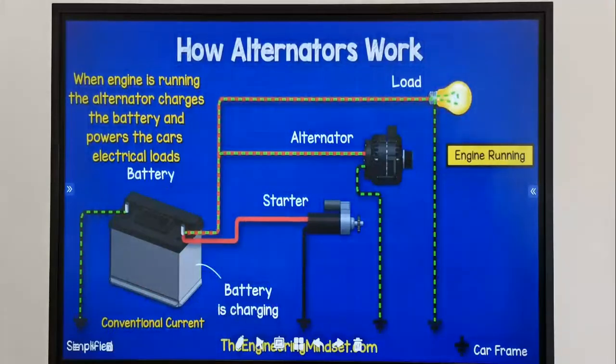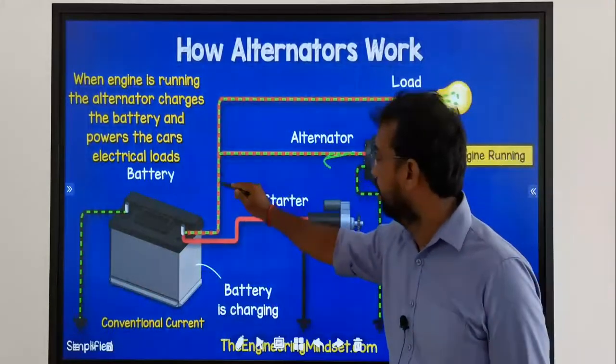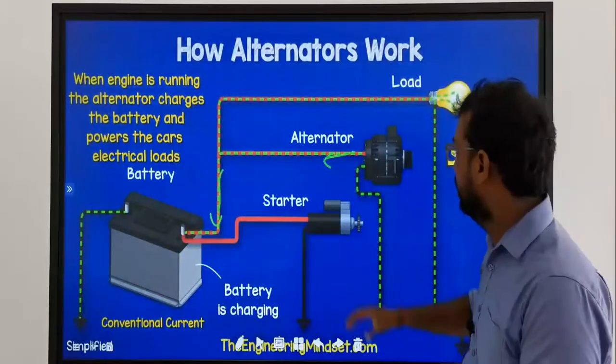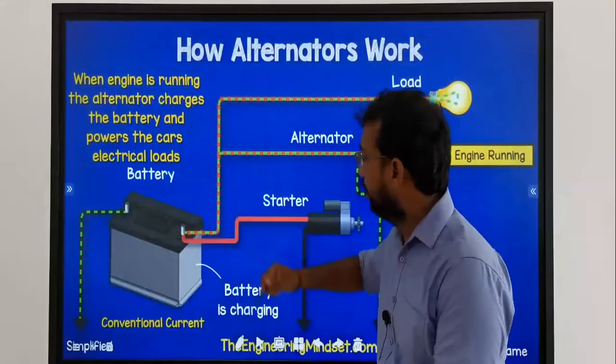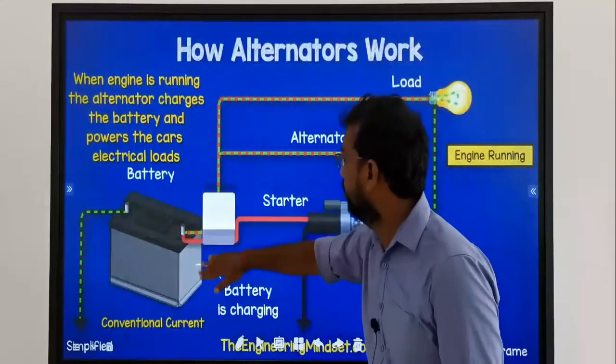So when the alternator charges, the current goes in this direction. It gives current to the accessories, and the current goes like this.